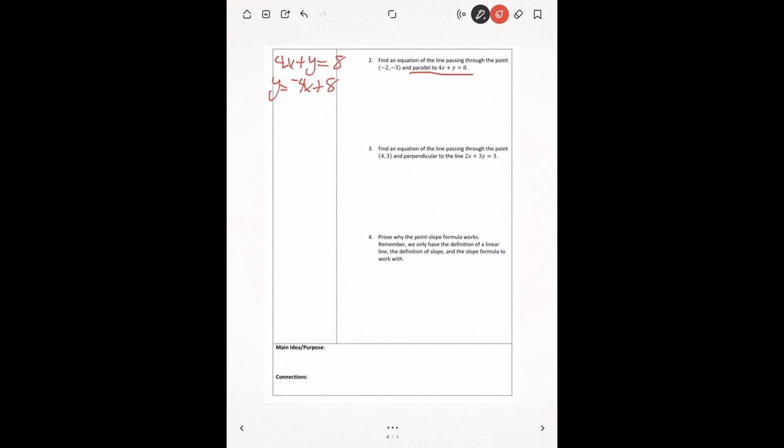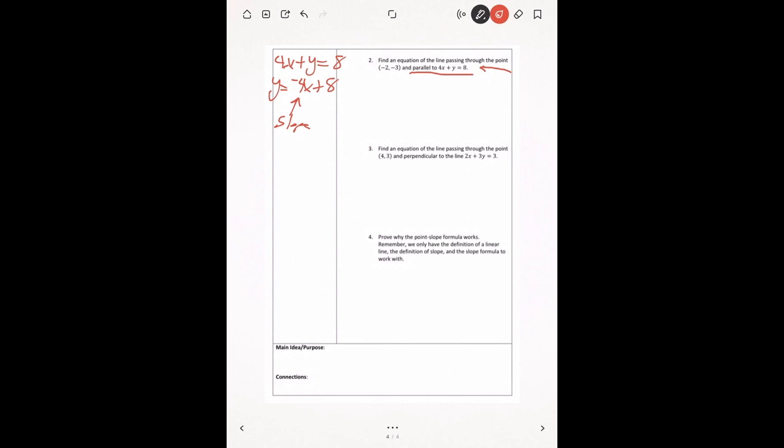Okay, so we took this linear equation and solved it for y. It's in y equals mx plus b. This right here, negative 4, that is the slope of this line. Now, this equation says whatever you come up with, your slope better be the same as this slope. That's what it means to be parallel.